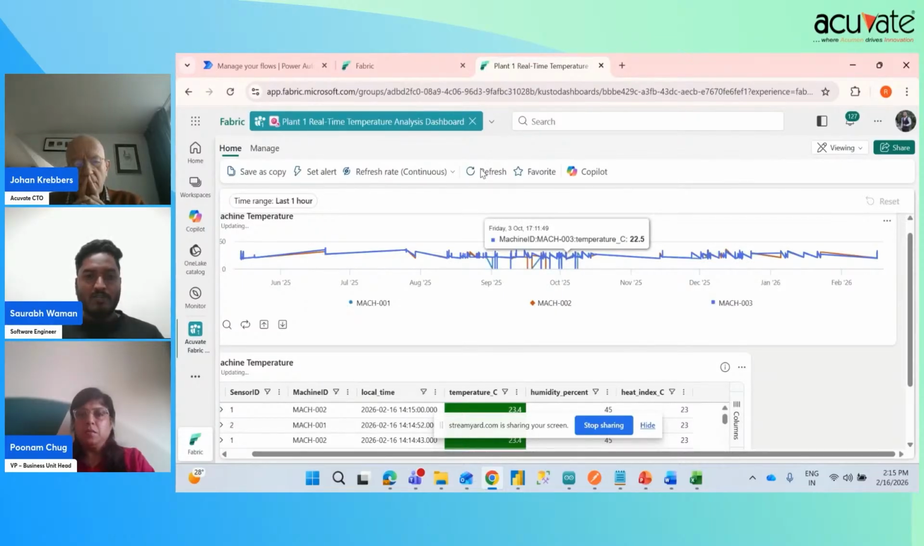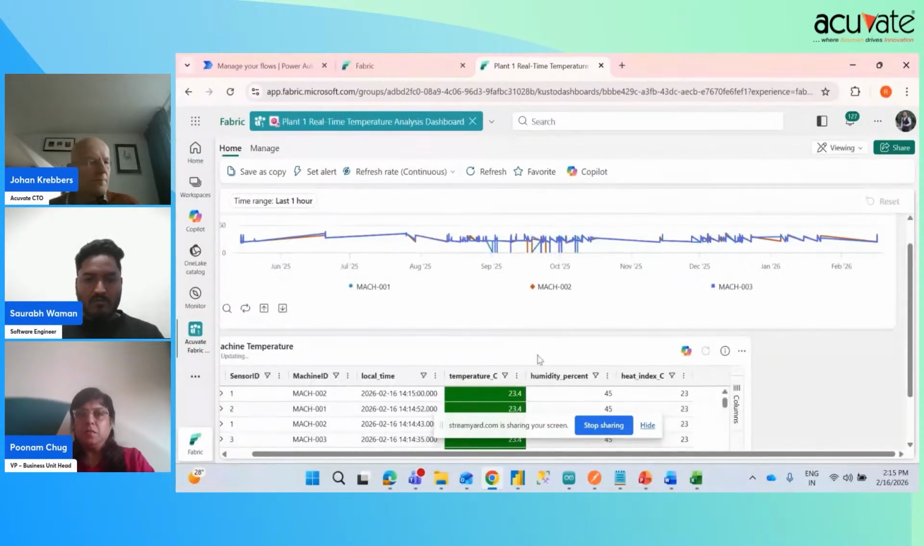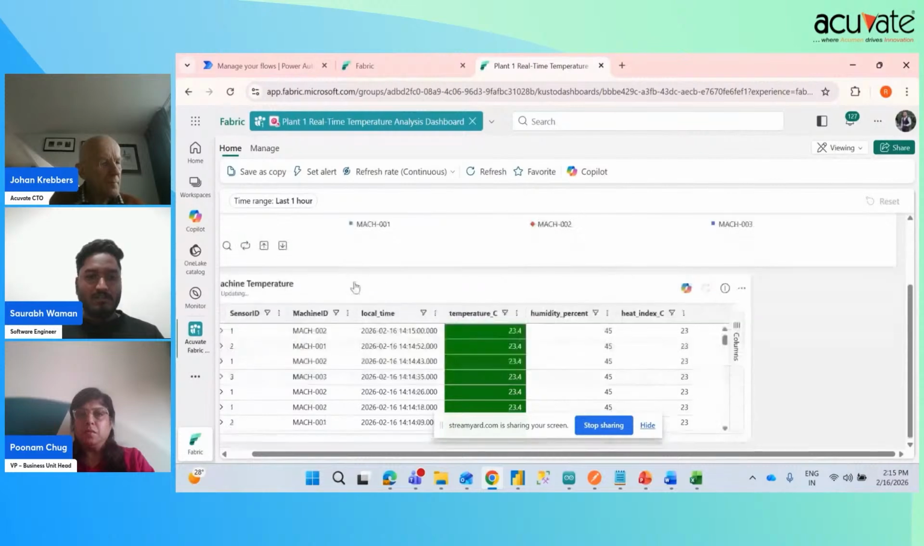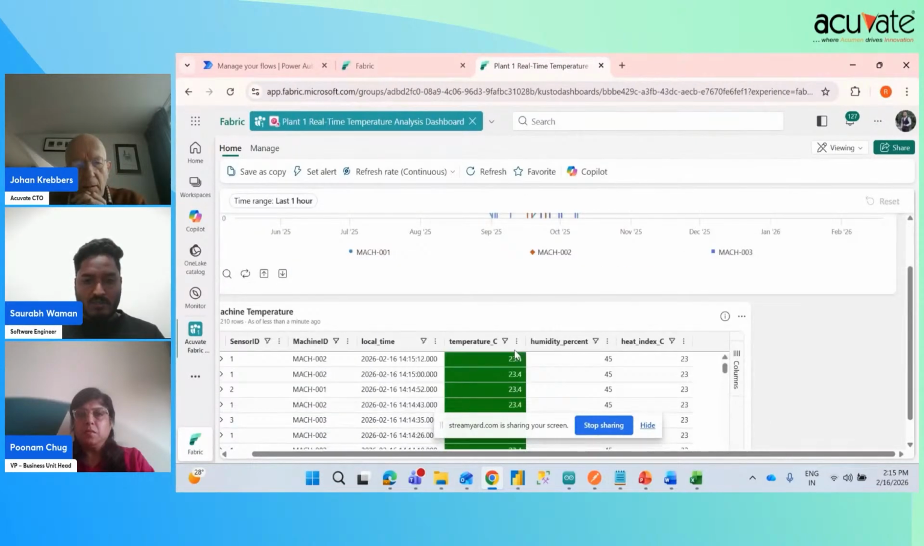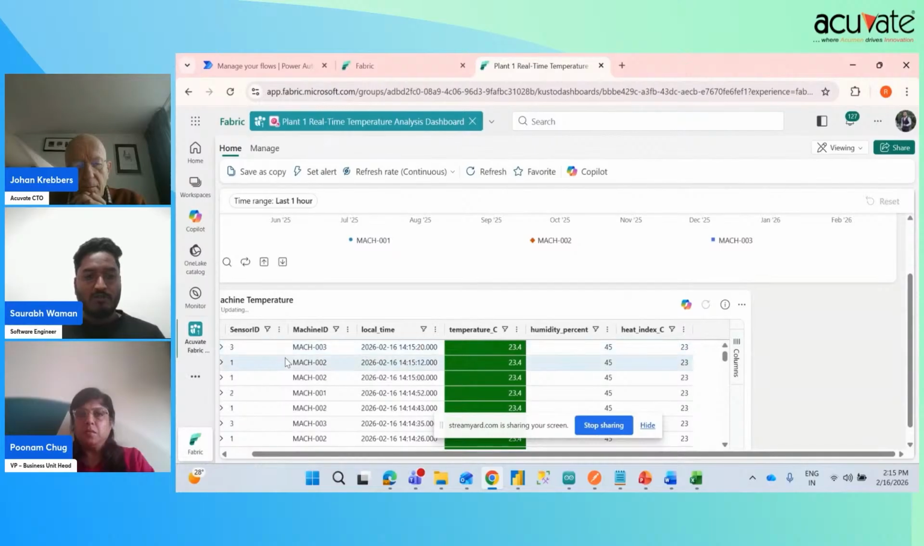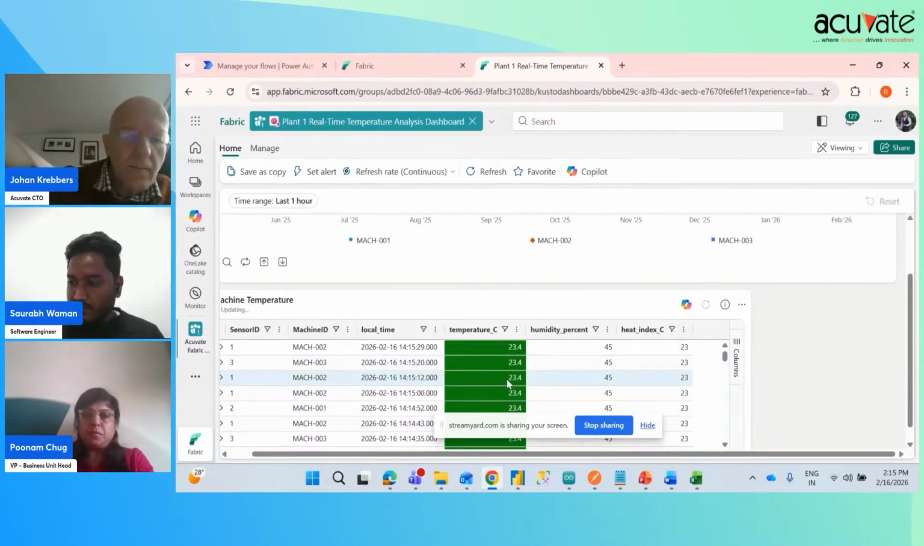So this is my real-time temperature dashboard for Factory 4 machines, and you can see in the line chart the live temperature trend for each and every machine. In the table section, you can see which sensor the data is coming from, what the machine ID is, at what time the temperature was recorded, and what the temperature, humidity, and heat index are. We already did some conditional formatting here.